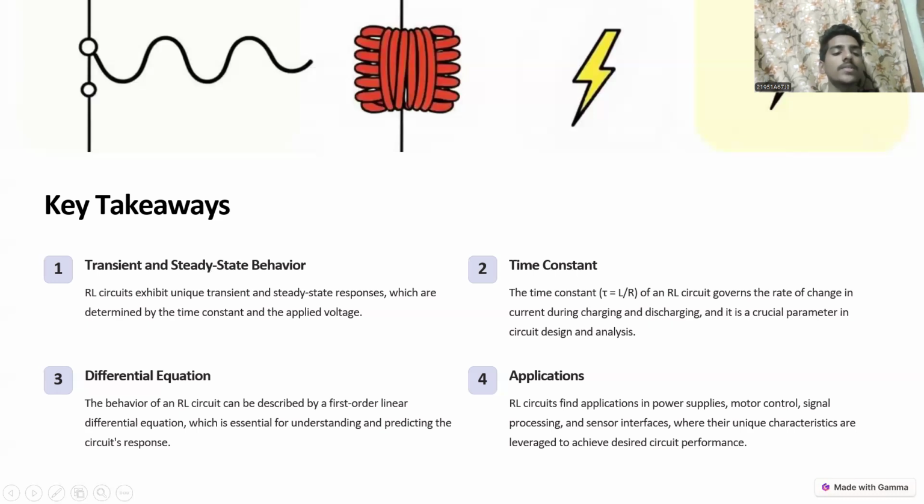Differential equation. The behavior of an RL circuit can be described by a first order linear differential equation, which is essential for understanding and predicting the circuit response. Applications. RL circuits find applications in power supplies, motor control, signal processing, and sensor interfaces, where their unique characteristics are utilized to achieve desired circuit performance.